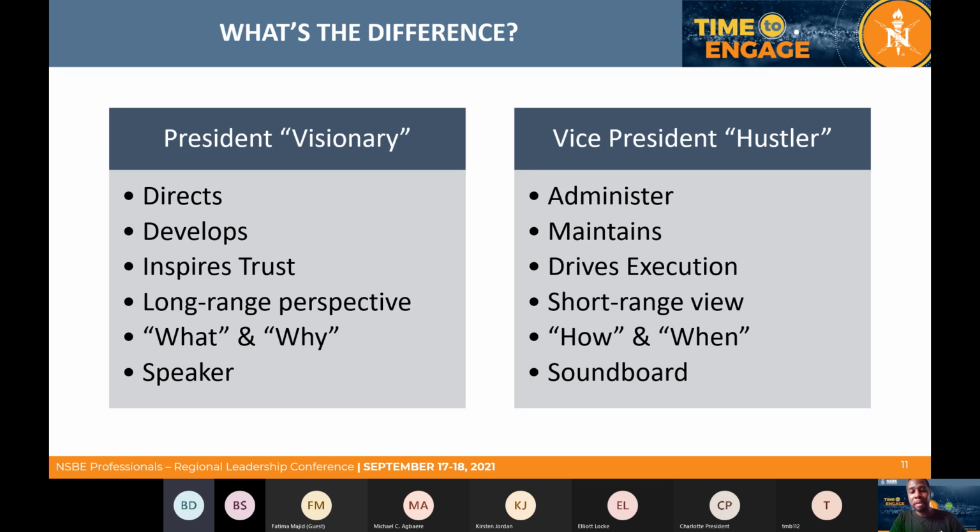And you should be a soundboard for your president, bouncing ideas off of them, providing feedback, telling them when you don't think it's a good idea to do something or when you do think it's a good idea. So you should have that relationship. Any questions about that difference between president and vice president?